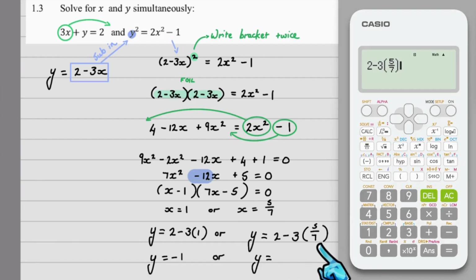And then after I chuck him in, I'm not going to take chances. This is going straight in the calculator. Press equals, and you get minus 1 over 7 for your second y value.